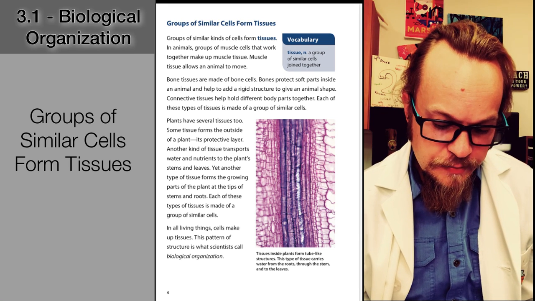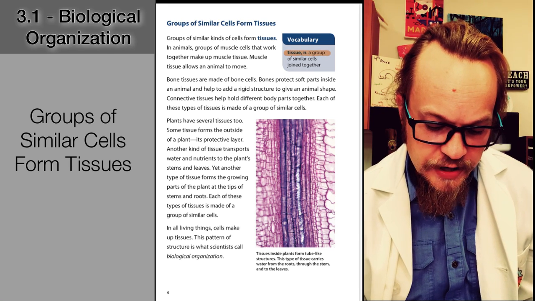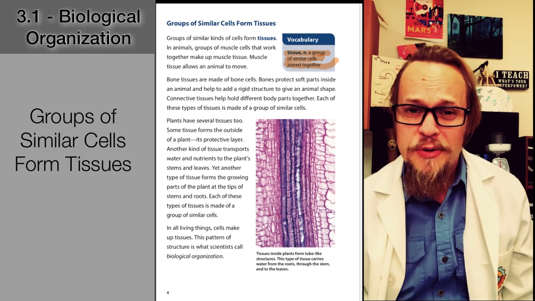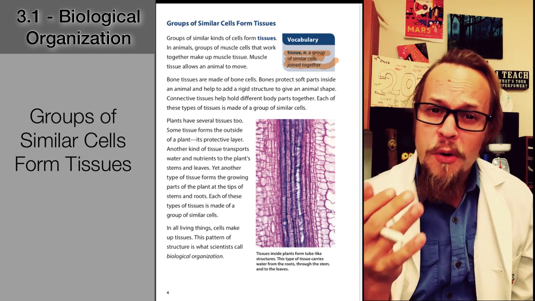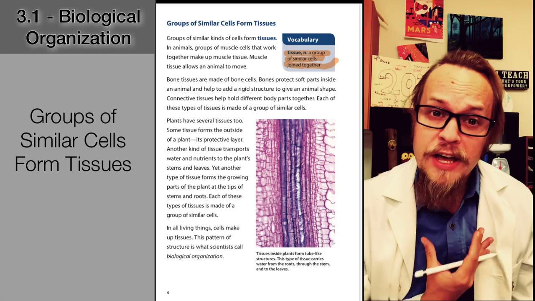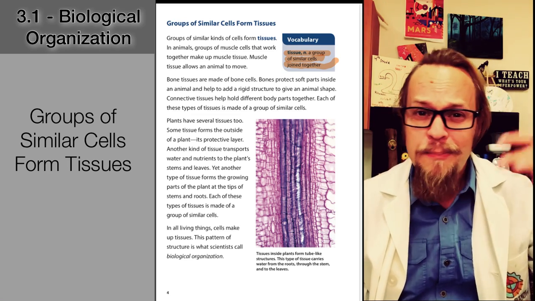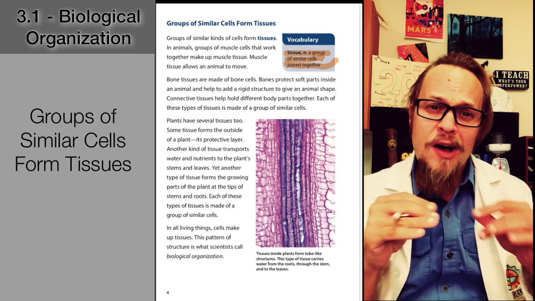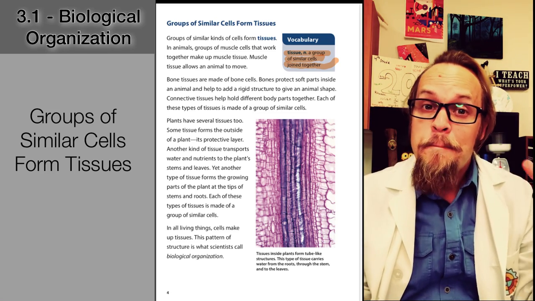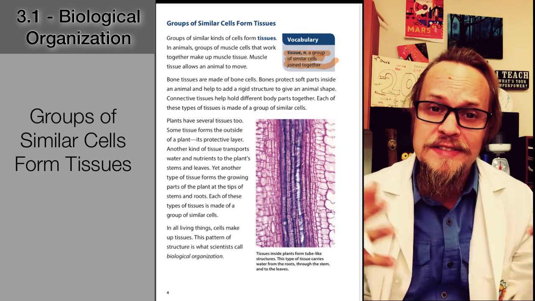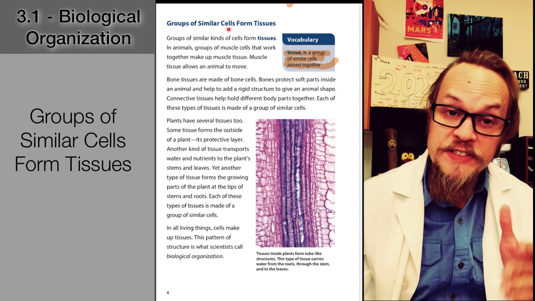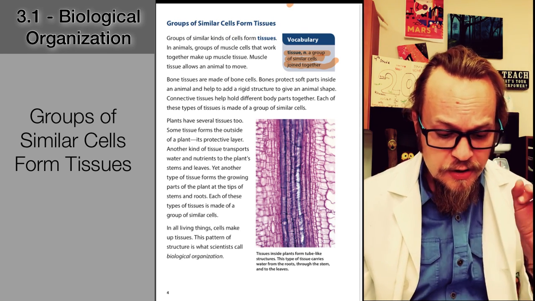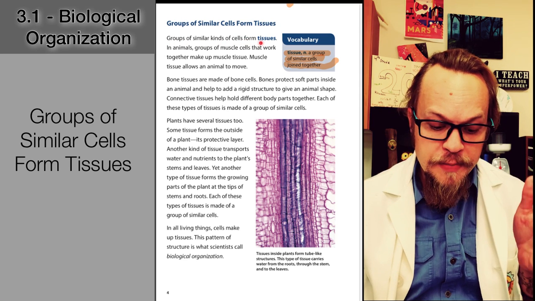Our next new vocabulary term is tissue. Tissue is a group of similar cells that are joined together. So instead of being unicellular, most of our organs and everything that makes up who we are and what a plant is, what a beaver is, what a dog is, are layers of tissue, multicellular combinations of cells. Okay? Groups of similar cells form tissues. Groups of similar kinds of cells form tissues.